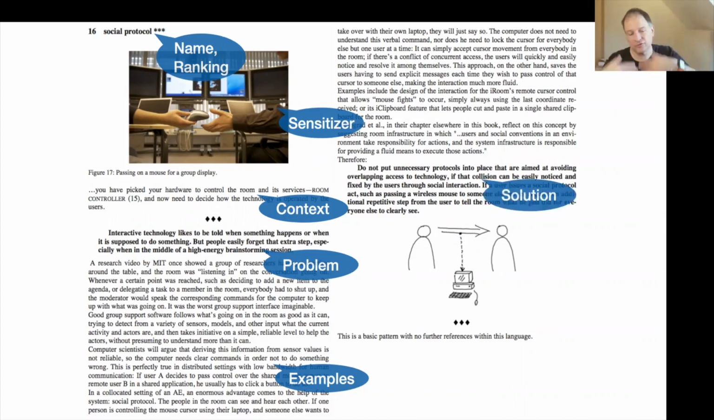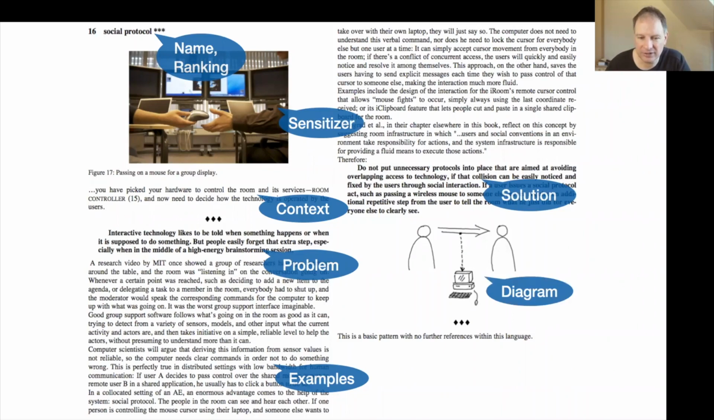And then comes, distilled from that, the solution of this design pattern. In this case, don't put unnecessary protocols into place that are aimed at avoiding overlapping access to technology, like two people fighting over a mouse cursor. This gets easily resolved, right? Because somebody will just say, "Hey, stop moving the mouse," and the other person will stop. You don't need a computer access system where I need to log in and claim the mouse cursor for myself. So don't put unnecessary protocols in place if that collision can be easily noticed and fixed by the users through social interaction, and so on and so on.